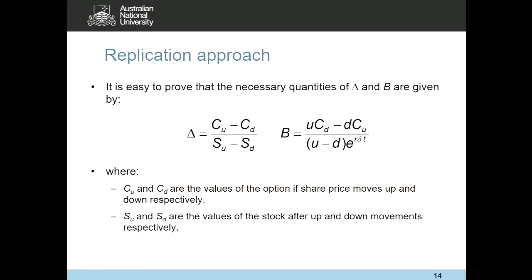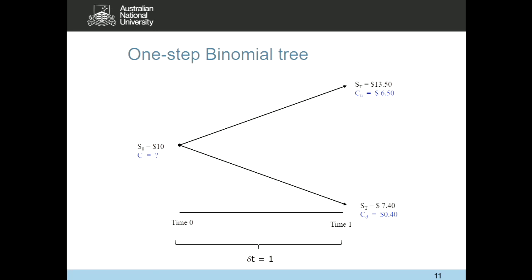We have all this information, right? Going back to the tree, we know what the share price is going to be in the up state, and we know what the call option payoff is going to be in the up state. Also we know the corresponding value of the share price and the call option payoff if the share price goes down.